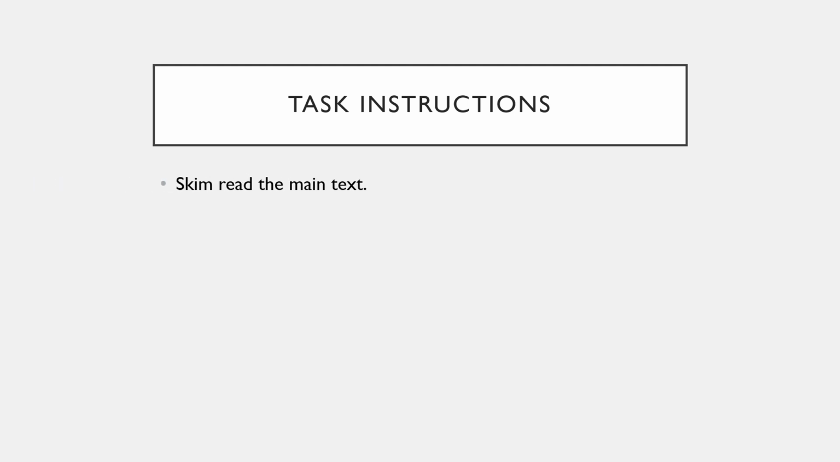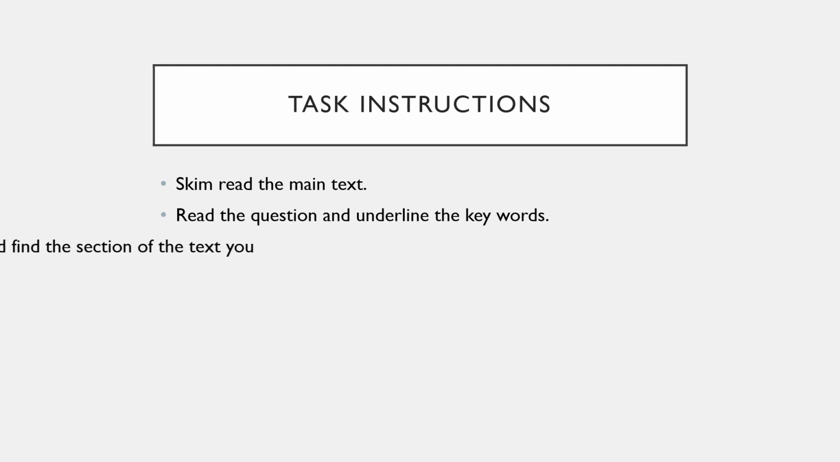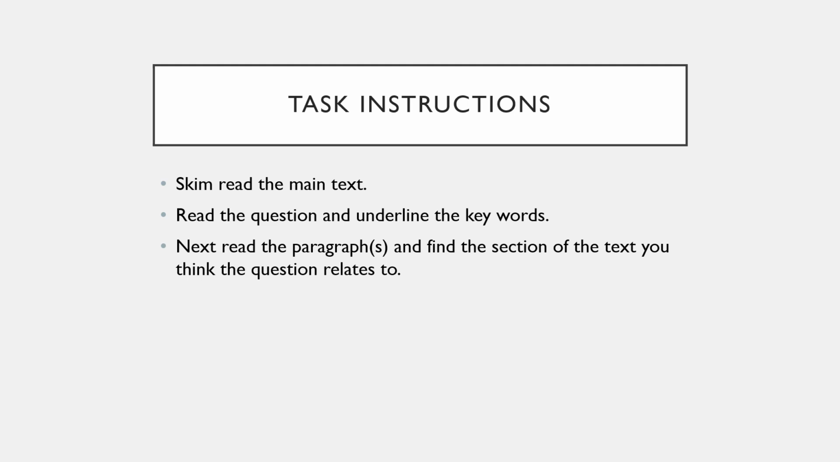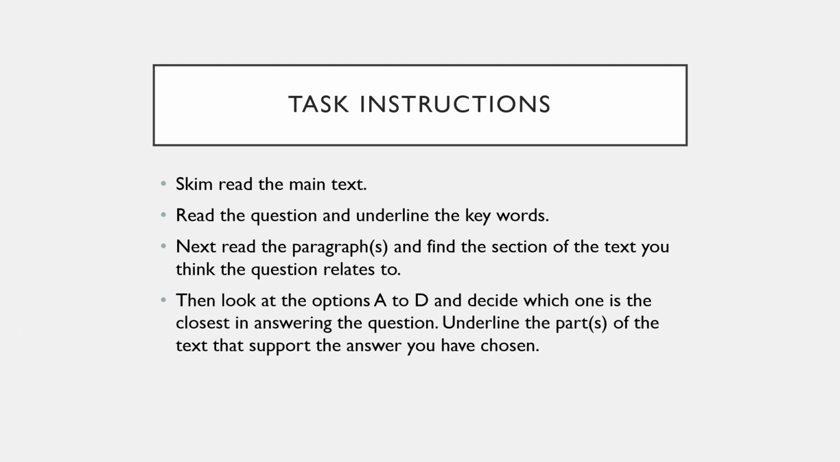First of all, you're going to skim read the main text to understand the gist of it. Then, you'll need to read the questions and underline the key words. Next, read the paragraph or paragraphs and find the section of the text that you think the question relates to. Then, look at the multiple choice options and decide which is the best answer.